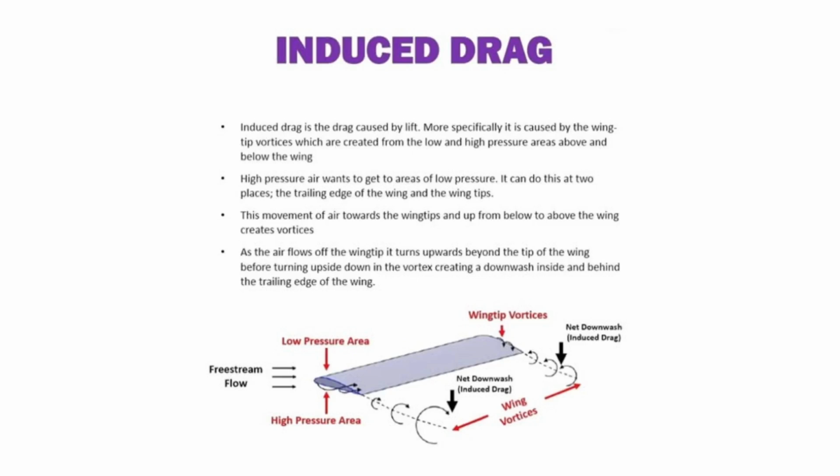As the air flows off the wingtip, it turns upward beyond the tip of the wing before turning upside down in the vortex, creating a downwash inside and behind the trailing edge of the wing. Take a look at this.